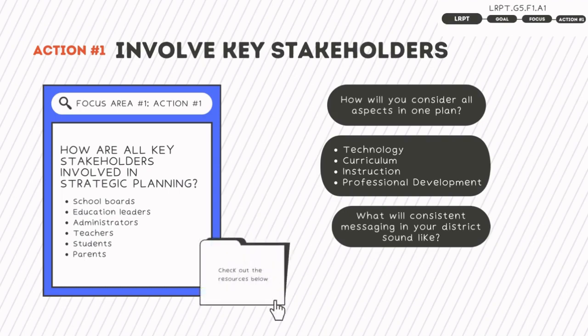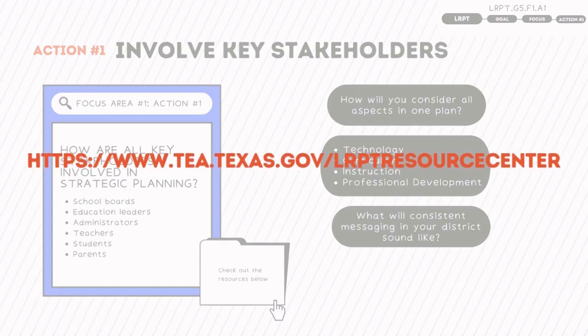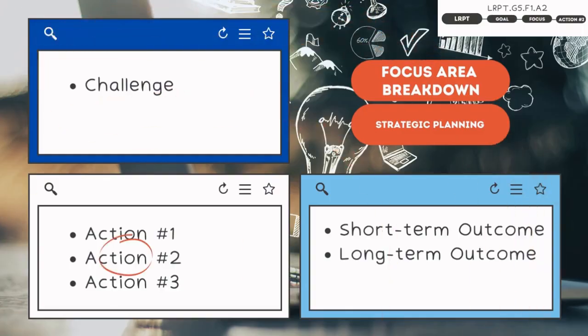Use the resources below to help gain ideas for what this might look like in your district. Pause the video here and use your workbook to write some ideas for how you might consider all aspects in one plan that has consistent messaging throughout. Let's move on to action number 2.